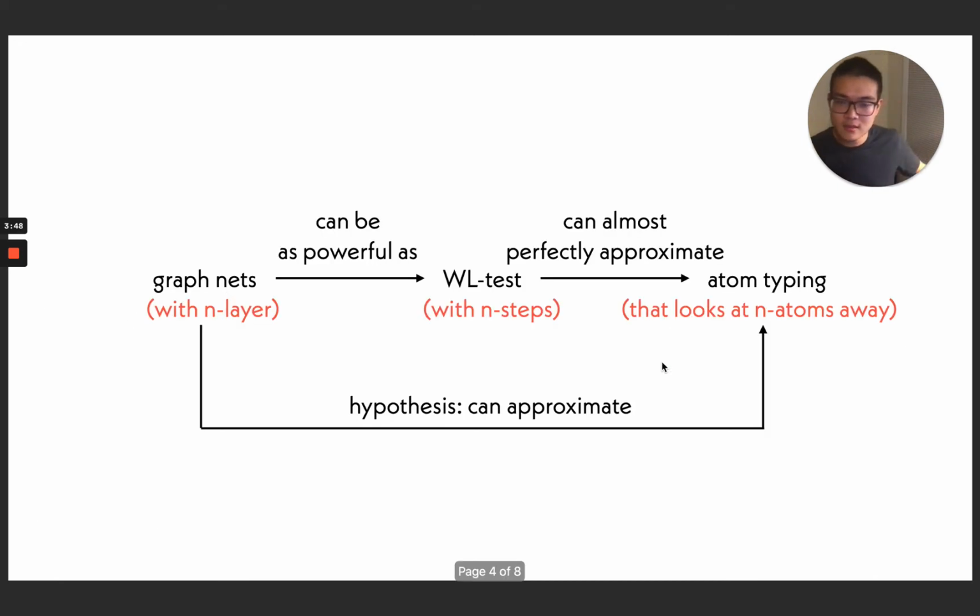And there have been papers comparing the expressive power between graph neural networks and the Weisfeiler-Lehman test. And it has been established that a graph neural network could be as powerful as the Weisfeiler-Lehman test. So if we hypothesize that the WL test can be as powerful as atom typing, then we can subsequently hypothesize that graph neural networks can also approximate atom typing.